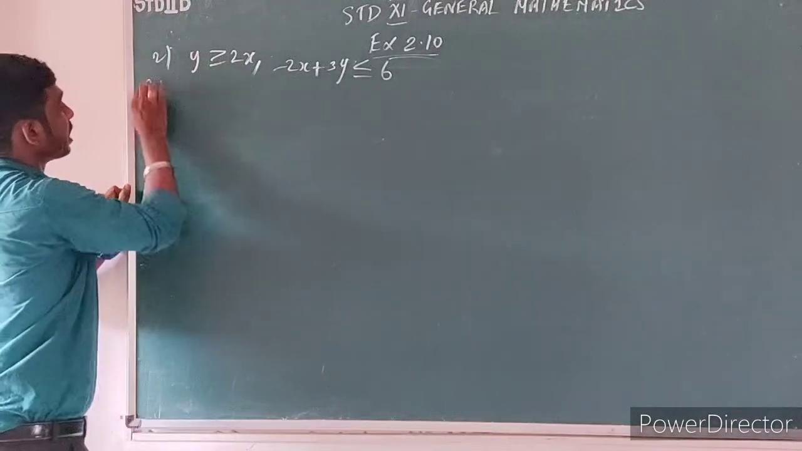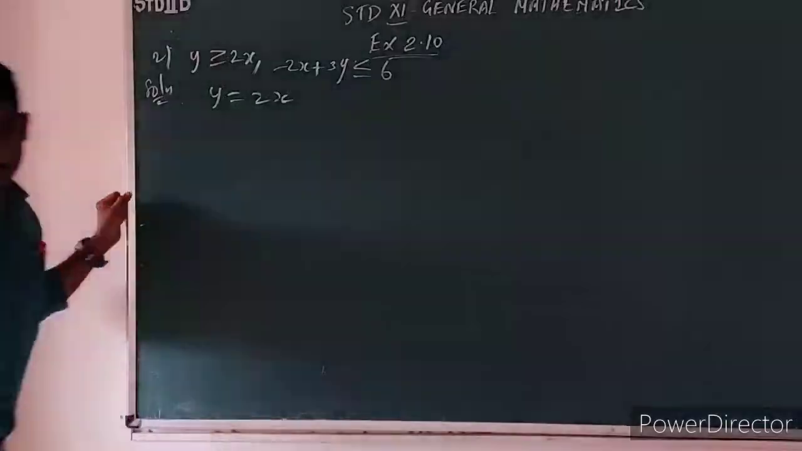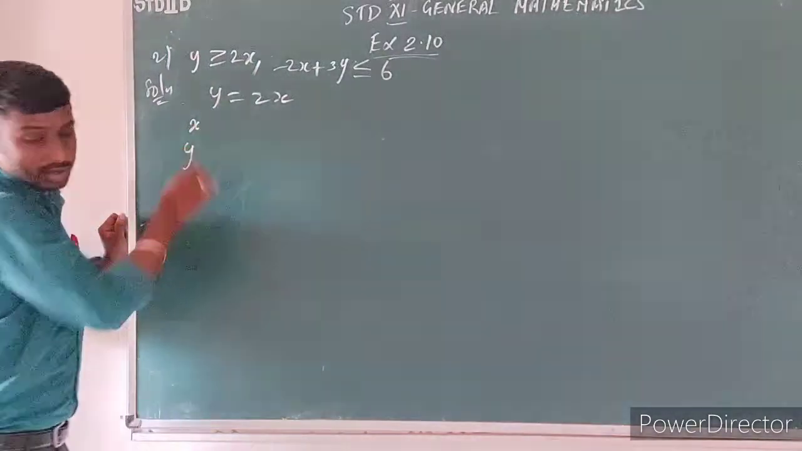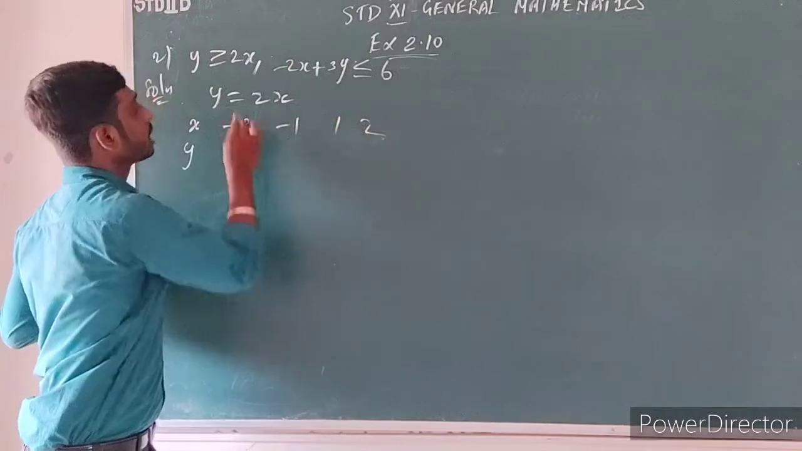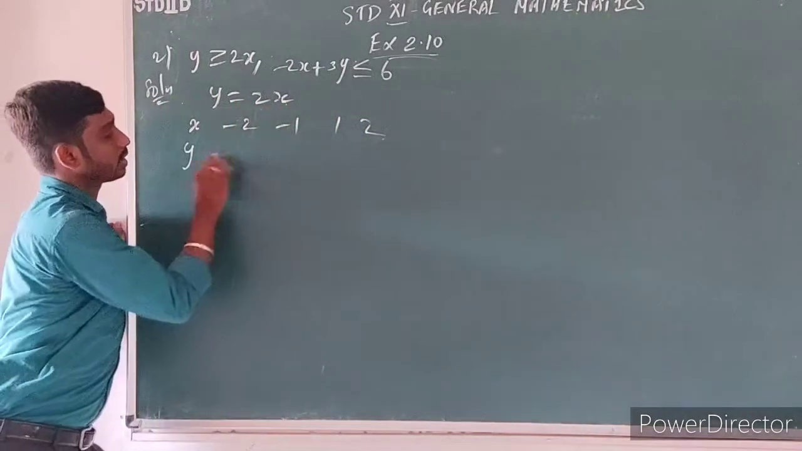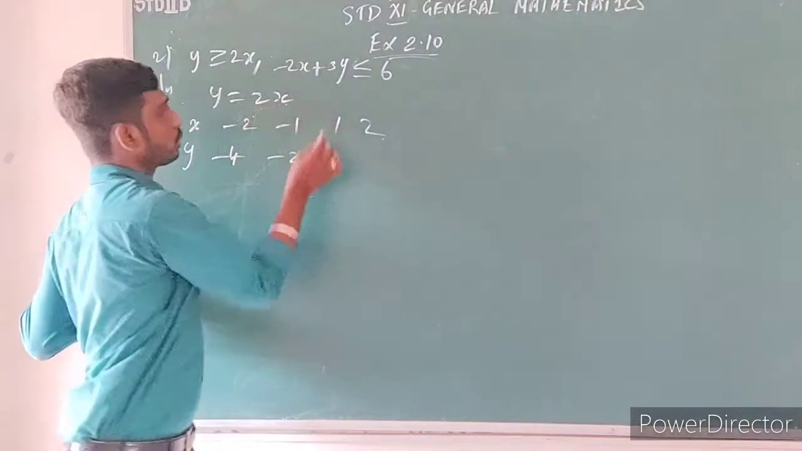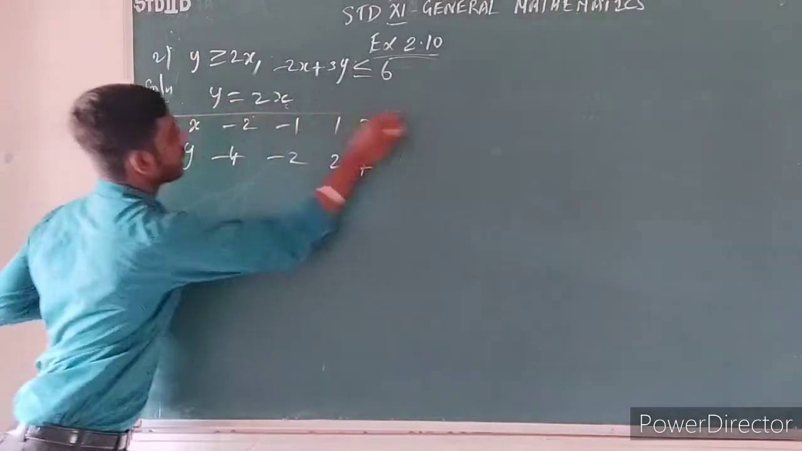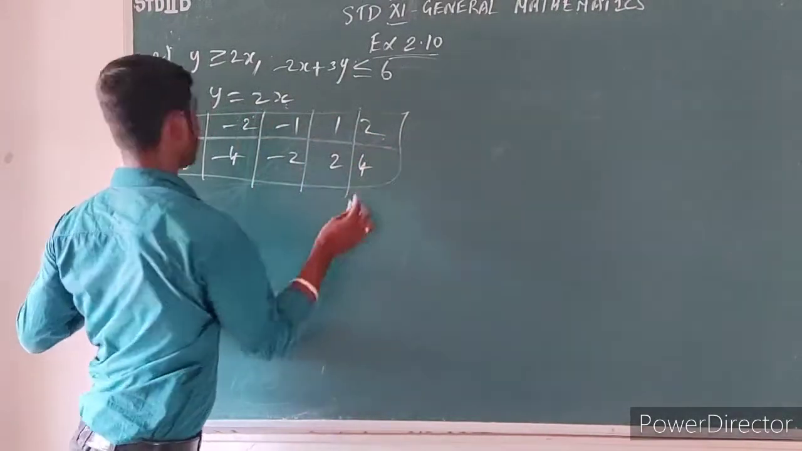Now we are going to solve this one. I am going to start with this one. Suppose y is equal to 2x, what is the x value and y value? I am going to substitute. That is minus 2, minus 1, plus 2. Here I am multiplying minus 2, then you get minus 4. Here minus 2, minus 2. Then substituting, that is the value we are getting here. First we are taking y is equal to 2x.